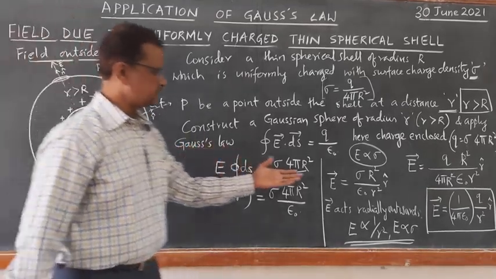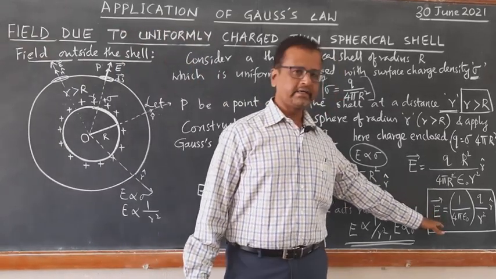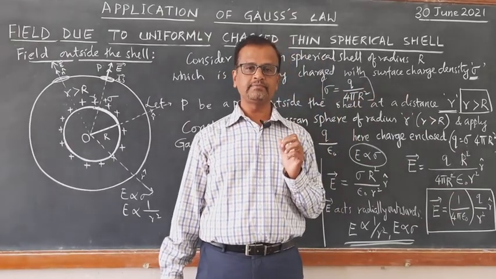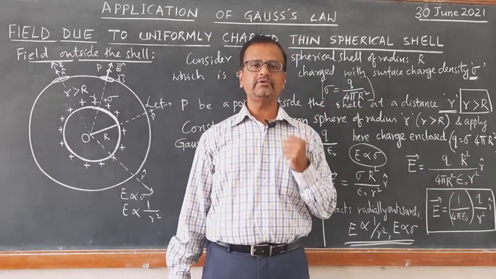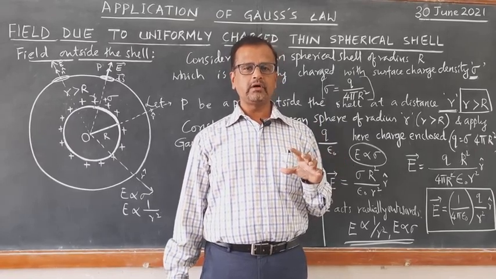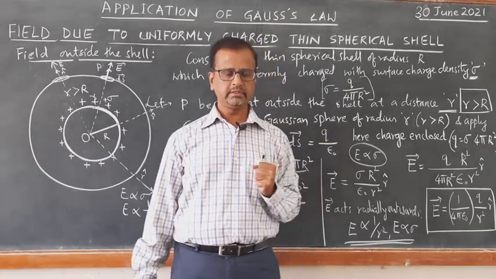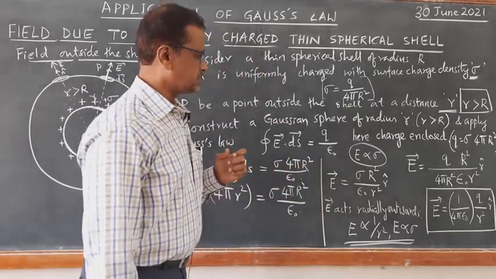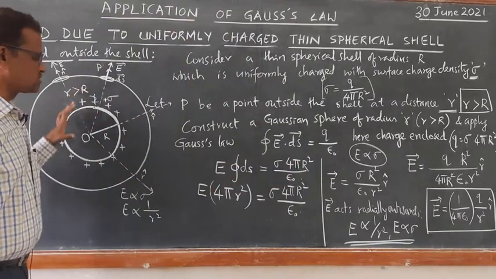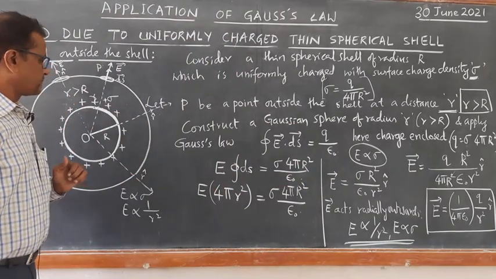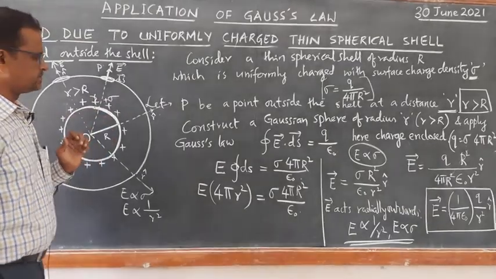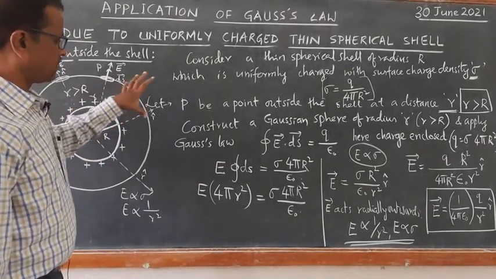And if you look at this equation, is it not the electric field which we obtained using Coulomb's law? So Gauss law is a consequence of Coulomb's law. Coulomb's law and Gauss law give you the same result as far as spherical symmetry of charge is concerned. Charge is uniformly distributed on the surface of the sphere. So this is the electric field outside the shell.